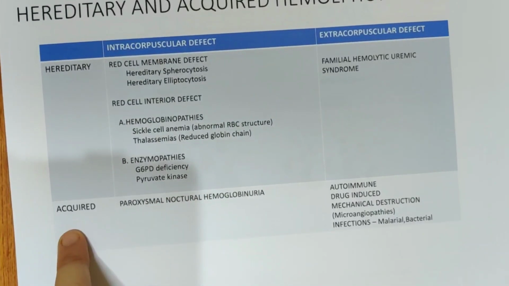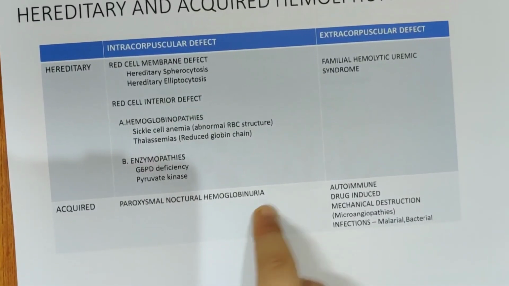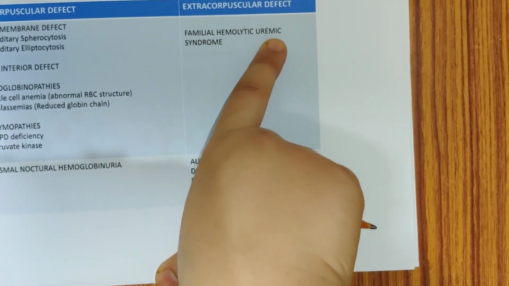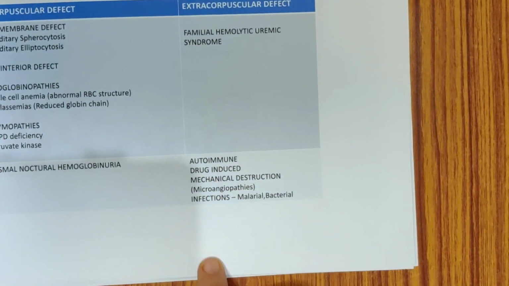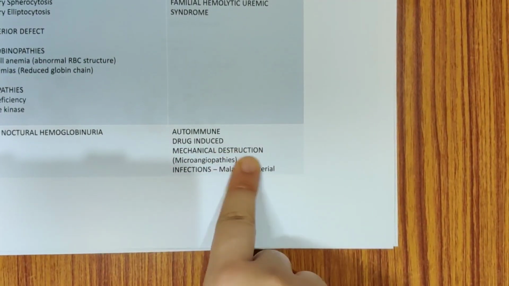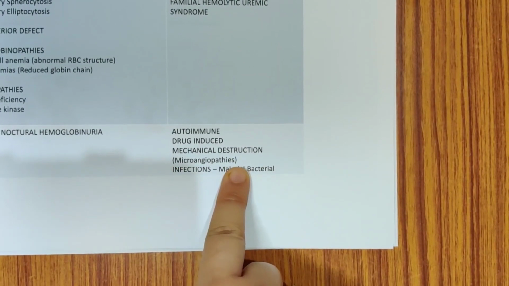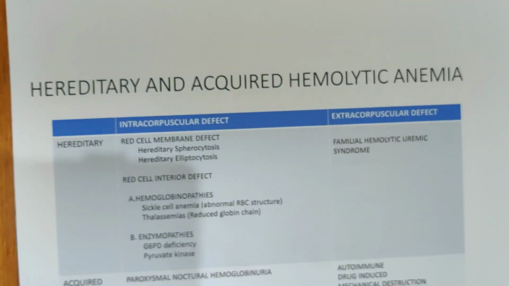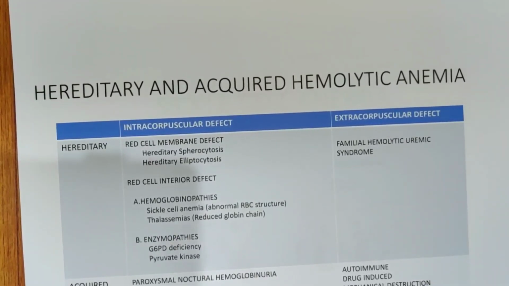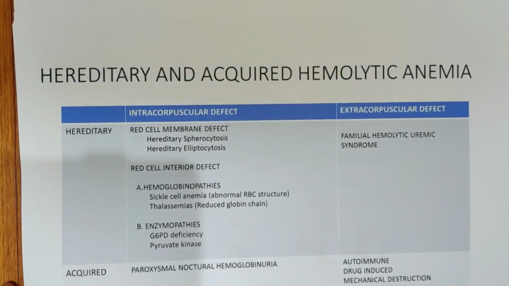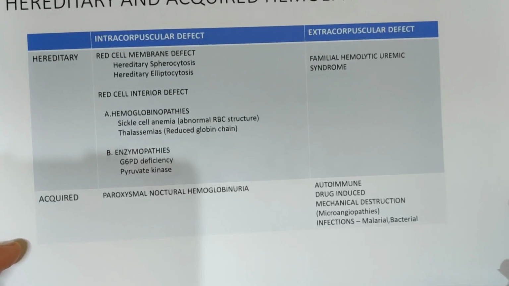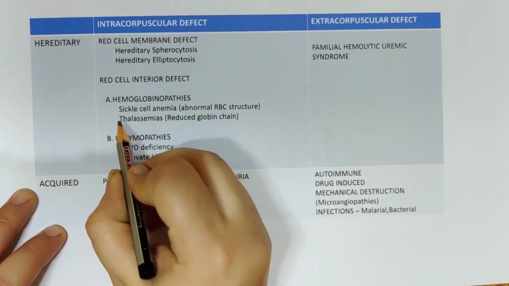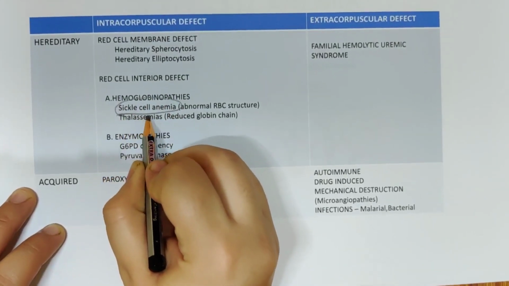Acquired is your paroxysmal nocturnal hemoglobinuria. Extracorpuscular hereditary is your familial hemolytic uremic syndrome. And others are your autoimmune, drug-induced, mechanical destruction like microangiopathies, infections like malaria and bacteria. Kindly remember this. Hemolytic anemia is a very vast topic. So today we are starting with sickle cell anemia.